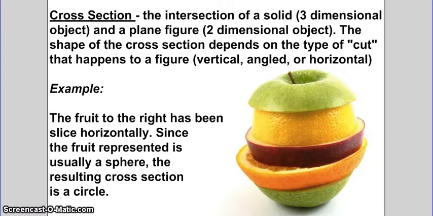Sometimes the cut can be vertical or from the top down. It can come in at an angle, or it can be horizontal where you just go from side to side. I have a picture on the screen of a bunch of fruit that has been sliced horizontally. Since it's been sliced horizontally, it is forming circles because the shape is typically a sphere. If I were to take a sphere as well and slice it vertically, it would also come out as a cross-section of a circle. So just to give you an idea, that is what you would consider a cross-section, that slice of fruit that is shown in the picture.